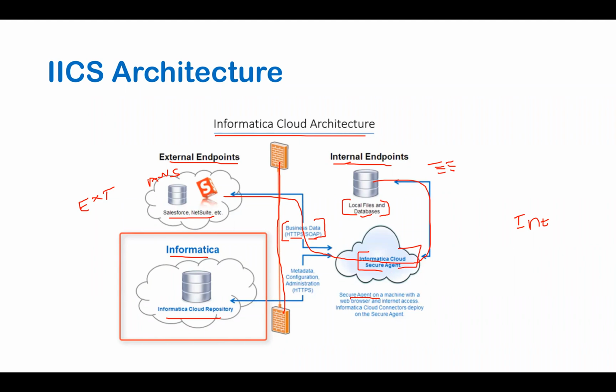So what is the purpose of the Informatica Secured Agent? The Secured Agent is responsible for secured connectivity between our internal endpoints and the external endpoints. So it will create all these firewall connections, and all the metadata, configuration information, and administration data will be stored in this Informatica Cloud. Clear? Any questions here on the server side, on the architecture side?